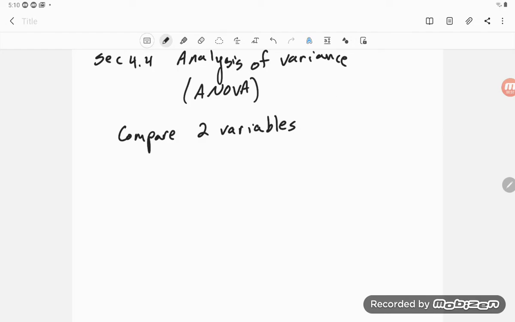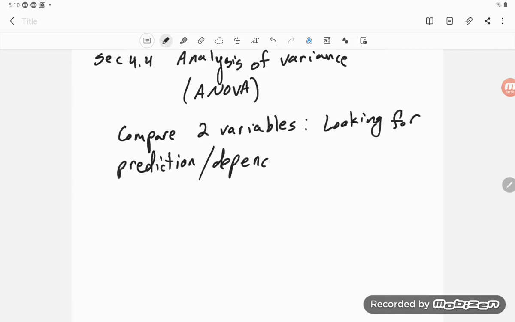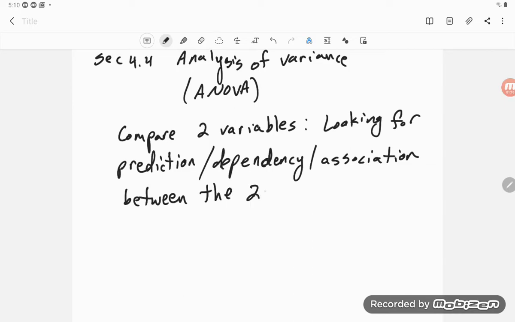We're looking for dependency, as we were doing in chapter 3, looking for prediction, dependency, independency, association. That's the kind of thing we're looking for between the two variables.